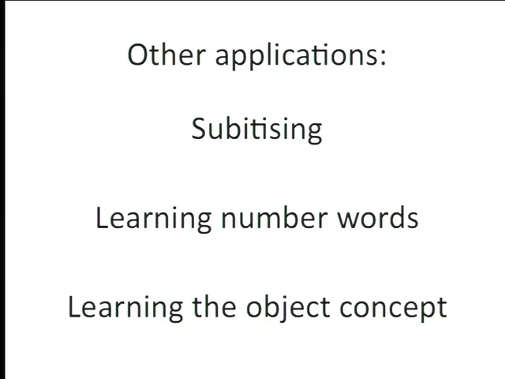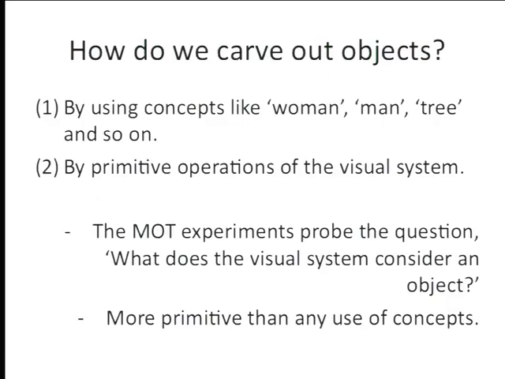Or if you take learning the object concept, one basic thing that children have to do is get the concept of a physical object. And the traditional answer to how children do this is by learning language. That's how you get the concept of an object. That you learn a concept like woman or man or tree or chair, and that's what allows you to carve out the tree or the person from the surroundings. You will still hear that said as if it's obviously true in many, many areas, that our conceptual scheme carves out the world for us.